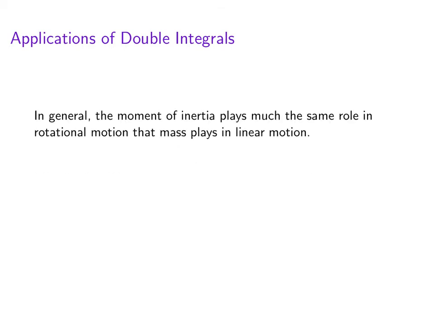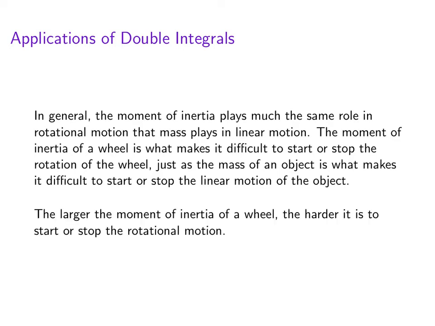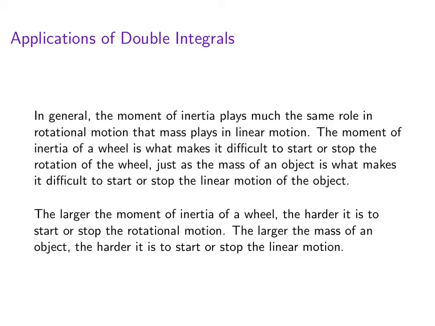The way the physics works is that the moment of inertia plays a very similar role in rotational motion that mass plays in linear motion. The moment of inertia of a wheel is what makes it difficult to start or stop the rotation of the wheel, just as the mass of an object is what makes it difficult to start or stop the linear motion of an object. The larger the moment of inertia of a wheel, the harder it is to start or stop the rotational motion. The larger the mass of an object, the harder it is to start or stop the linear motion.